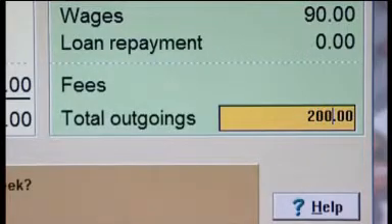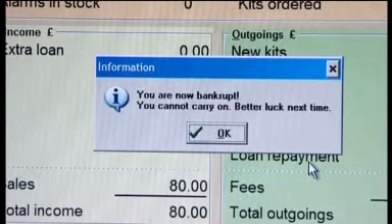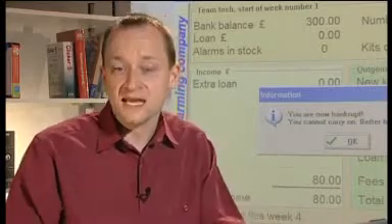I'm going to put in 200 just to show you what happens if you make an accounting mistake. Just like in real life, you need to call the accountants in, and that costs you money. And I'm bankrupt. The idea is that people do make a profit and they carry that profit forward to the next week. They can go away, have a little chat about their marketing strategy and then come back to the programme.